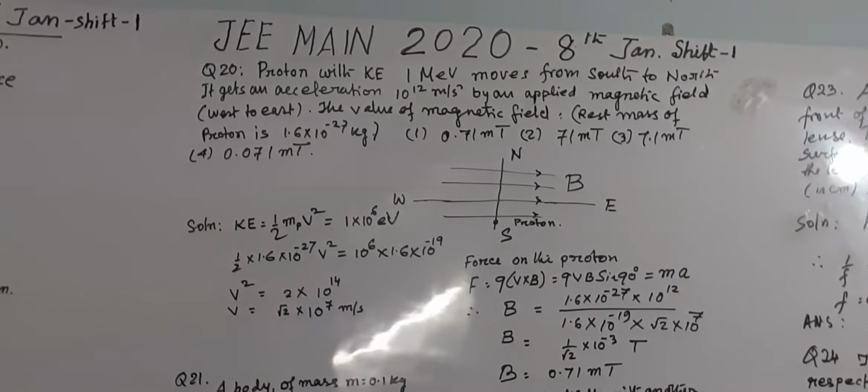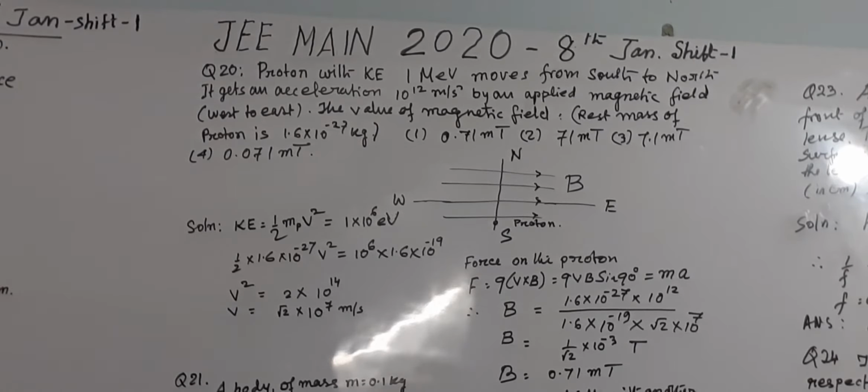Now question number 20. A proton with kinetic energy 1 million electron volt moves from south to north, it gets an acceleration of 10 to the power 12 meter per second square by an applied magnetic field, which is west to east. We have to find out the value of the magnetic field.